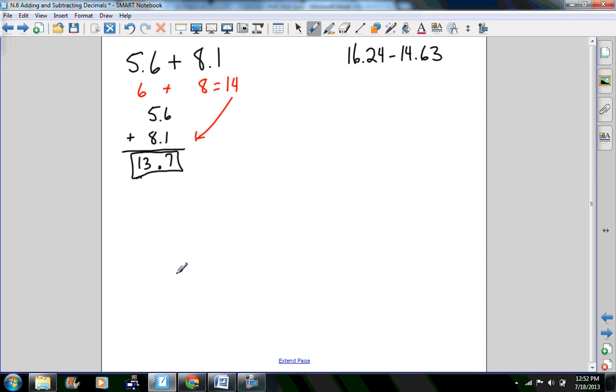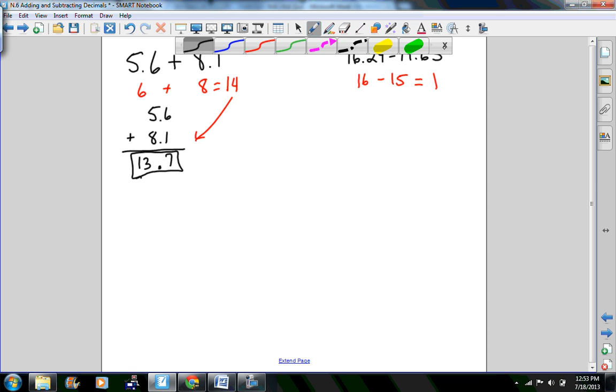Okay, so let's move to the one on the right. First, we're going to estimate. 16.24 is going to estimate to 16. 14.63, well, that's going to round to 15, and so our answer should be close to 1. So now to do this problem, we do it just like we did before. We're going to line up the decimals.